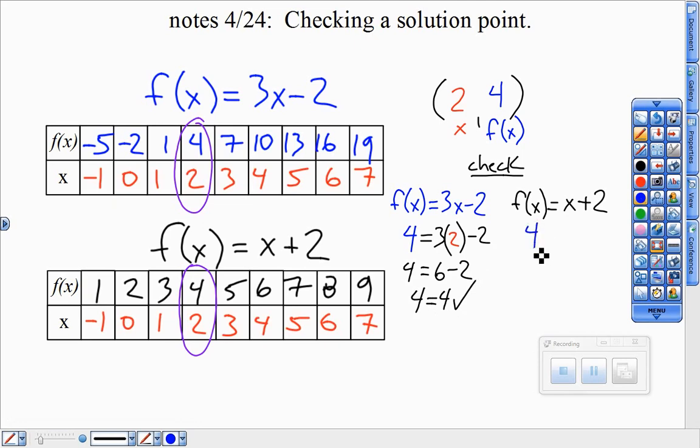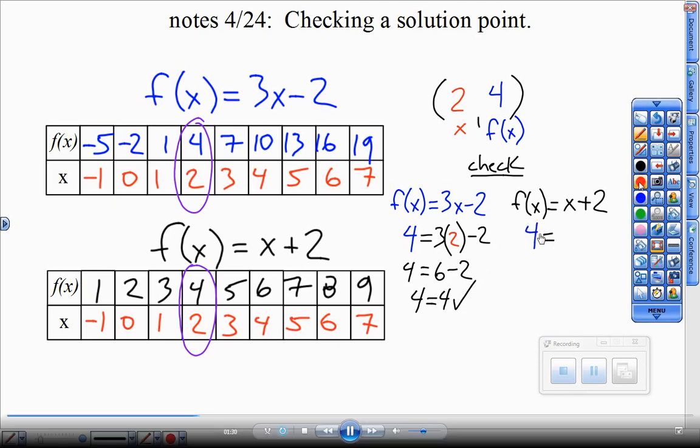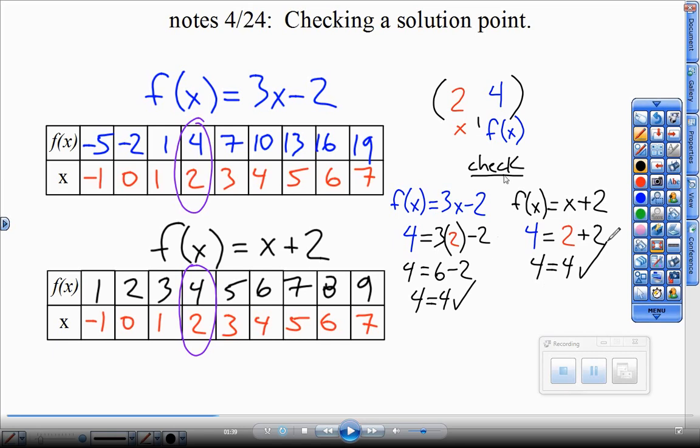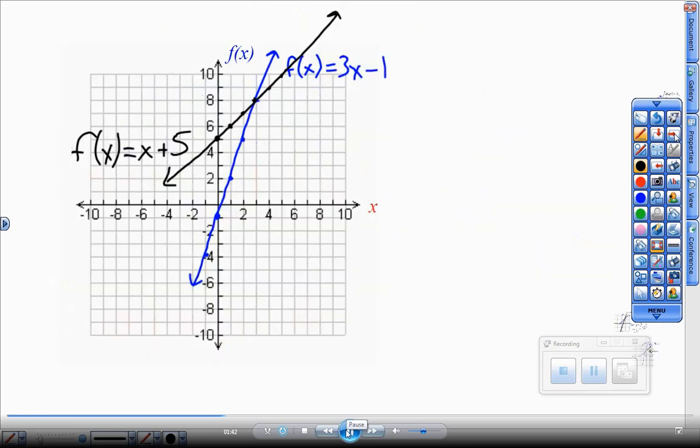The second one, 4 for f of x, 2 for x, gives me 4 equals 2 plus 2, which is 4 equals 4. Another true statement. That shows that that point worked for both 2 separate equations. That point was a solution to these systems. All right, next problem. This one has you get the point from the graph.